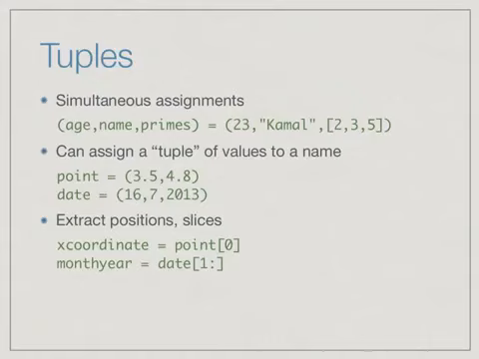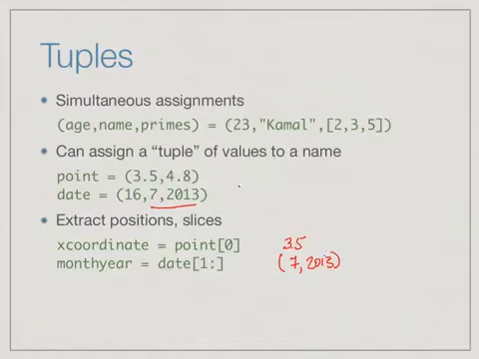So a tuple behaves like a list. It is a kind of sequence. Like strings and lists, in a tuple you can extract one element of the sequence. So we can say that the 0th value in point is the x coordinate, so this would assign the value 3.5 to the name x coordinate. Or we can take a slice. If we want only 7 and 2013, we take date and take the slice from 1 till the end, and then we will get 7, 2013.